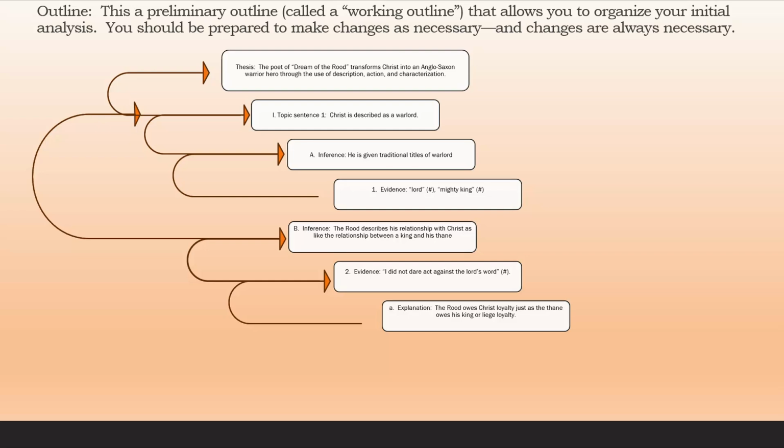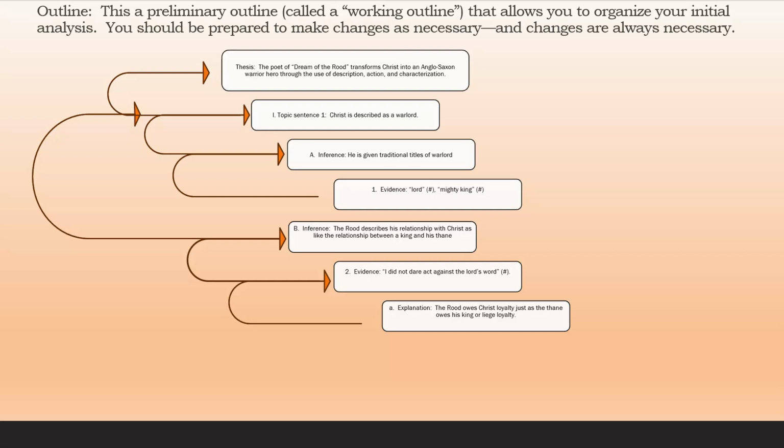So here is a diagram of a preliminary outline. Obviously, the thesis is the poet of the Dream of the Rood transforms Christ into an Anglo-Saxon warrior hero through the use of description, action, and characterization. That's what I've decided I was going to say in the paper. This is what I've taken away from it. So the description would be the first paragraph, and that's what we have in the first topic sentence. So Christ is described as a warlord. So that is Roman numeral 1 in my working outline.